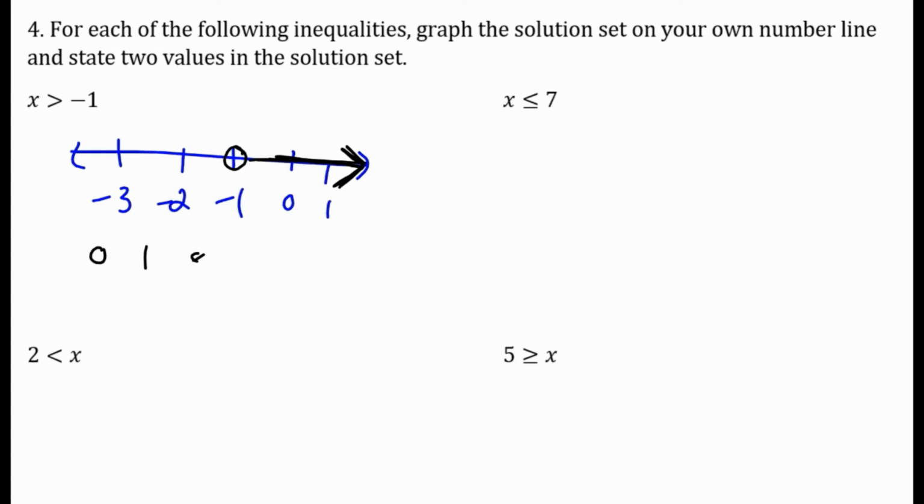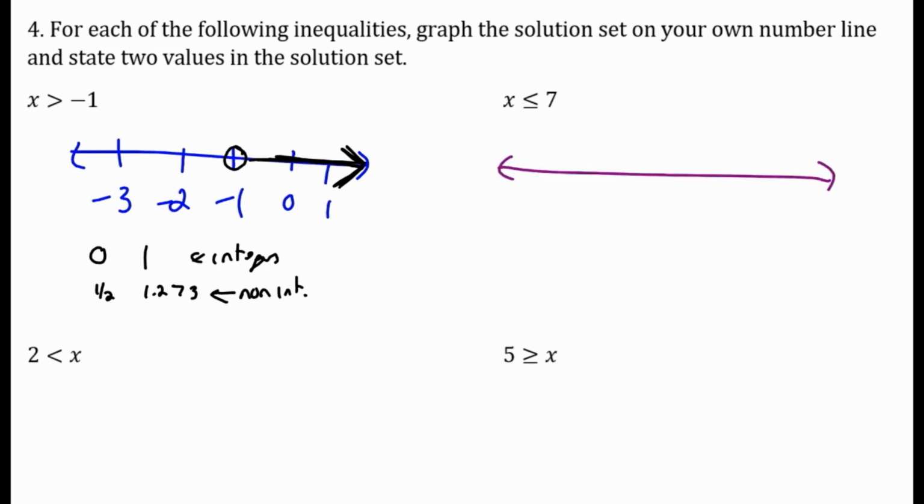State two values in the solution set: 0, 1. Those are integers. Some non-integers would be like 1/2, 1.273, I don't know. There's lots of integers. These are non-integer answers. But you just need to state 2. Notice that there's infinitely many choices. You can keep on answering the question. There's no end to answering that question.